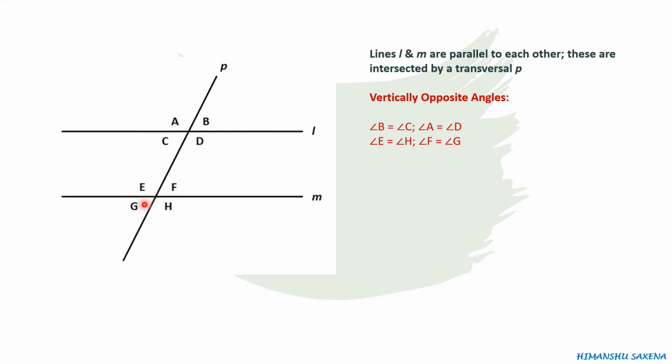Similarly, F and G would be vertically opposite angles and E and H also vertically opposite angles because line P and line M are intersecting here.